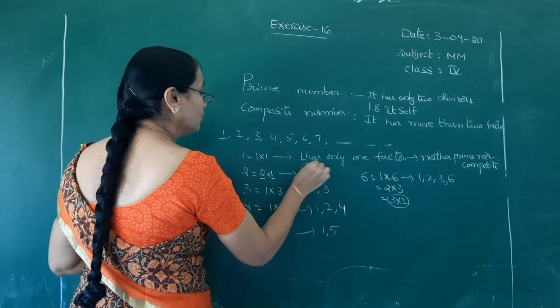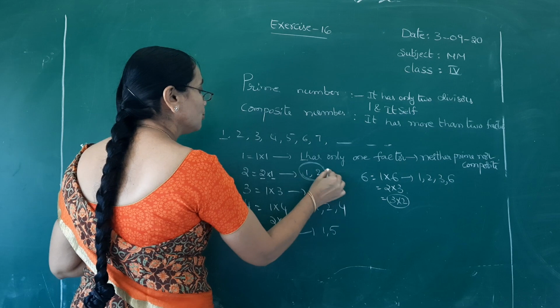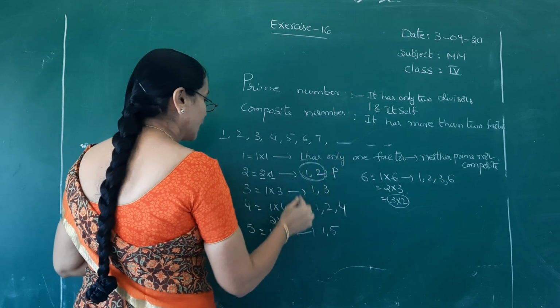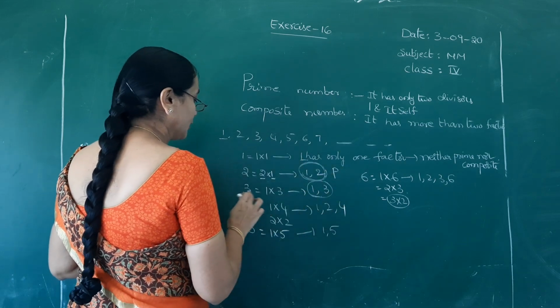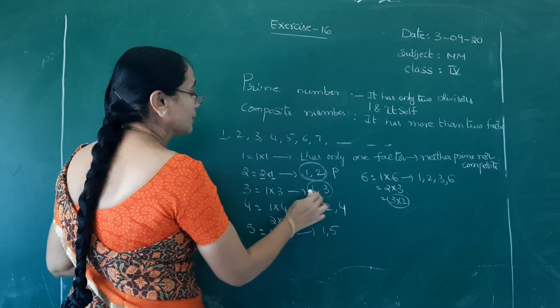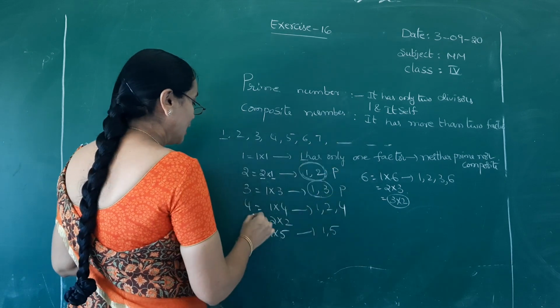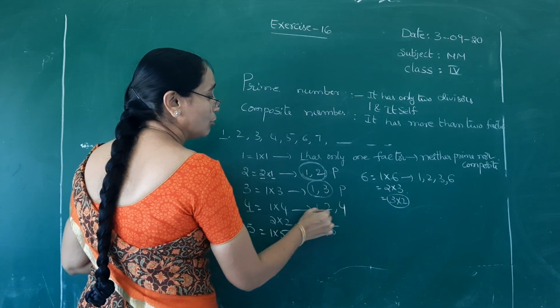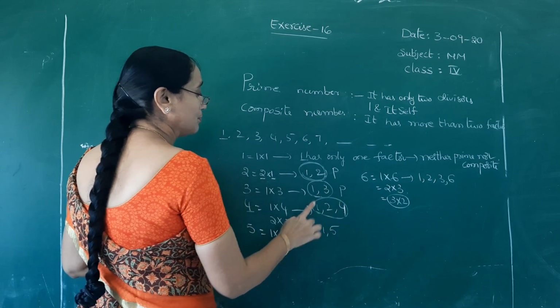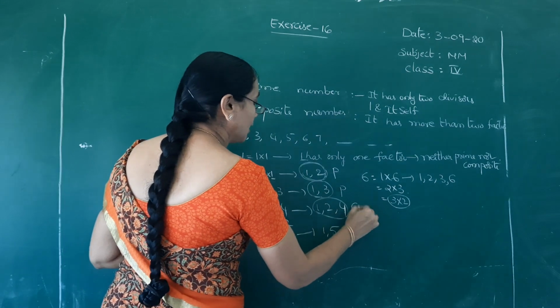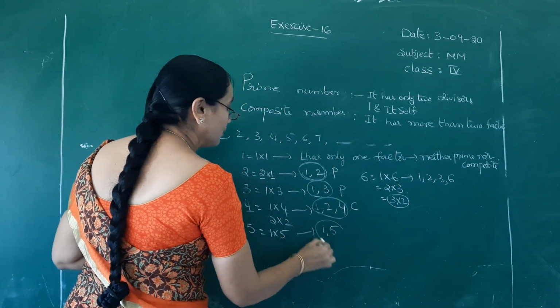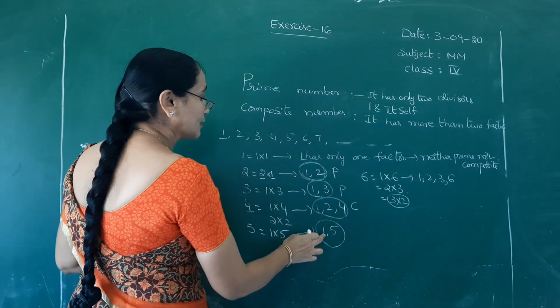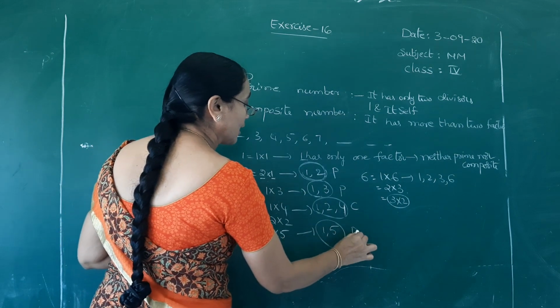Observe here 1 and 2. How many factors here? 2 factors. That's why it is prime. Here 1 and 3. 3 has only 2 factors, 1 and 3, so this is also prime. Observe 4: 1, 2, 4. How many factors here? 3 factors. That means more than 2, it is a composite number. And 1, 5: it has 2 factors, so it is a prime number.